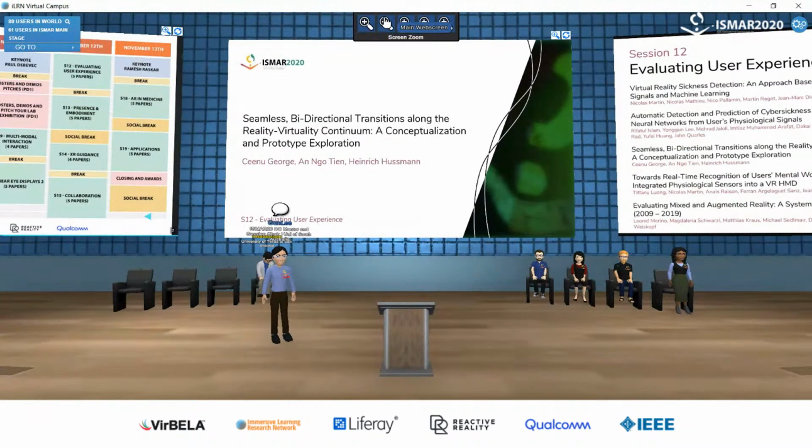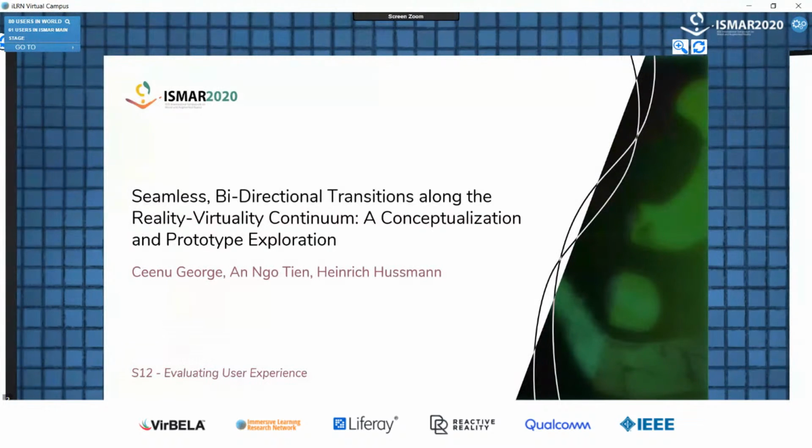We're going from cyber sickness to a slightly different topic. The third paper in this session is titled Seamless Bidirectional Transitions Along the Reality-virtuality Continuum, a Conceptualization and Prototype Exploration. The paper is from a group from LMU Munich, Germany, and the authors are Sinu George, An Tien, and Heinrich Hassmann. The paper will be presented by Sinu George, who's joining here today. Thank you for joining the podium, and we'll play the video now.